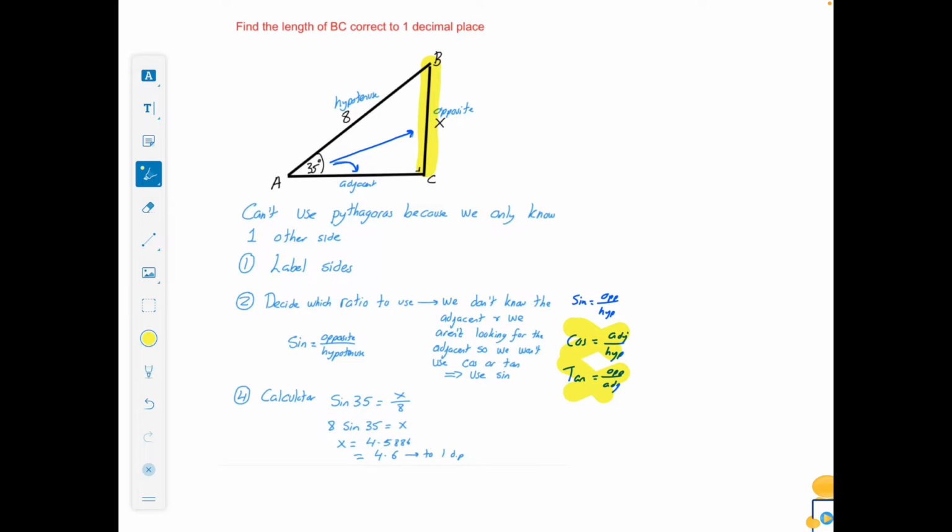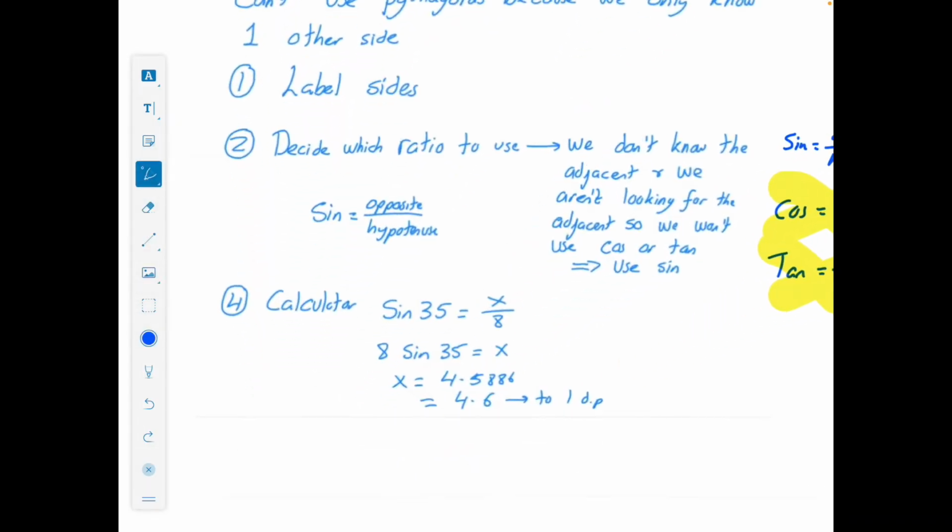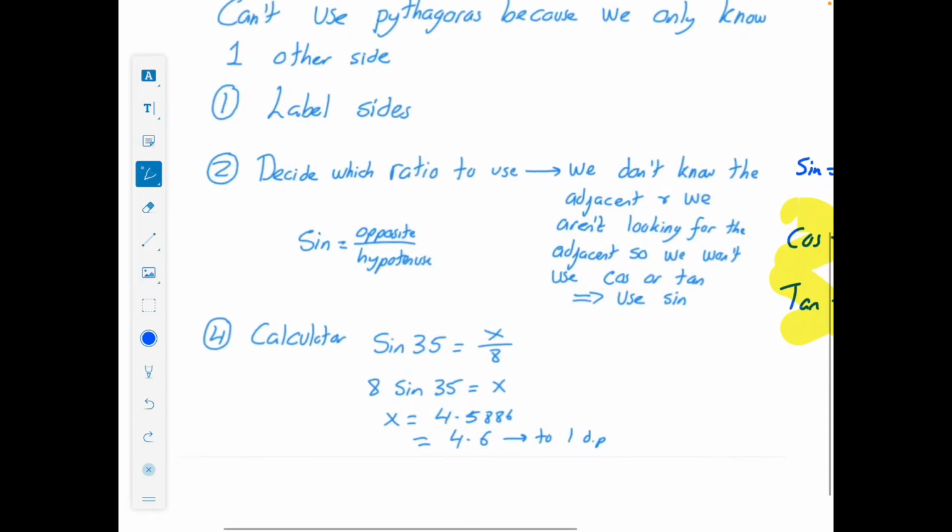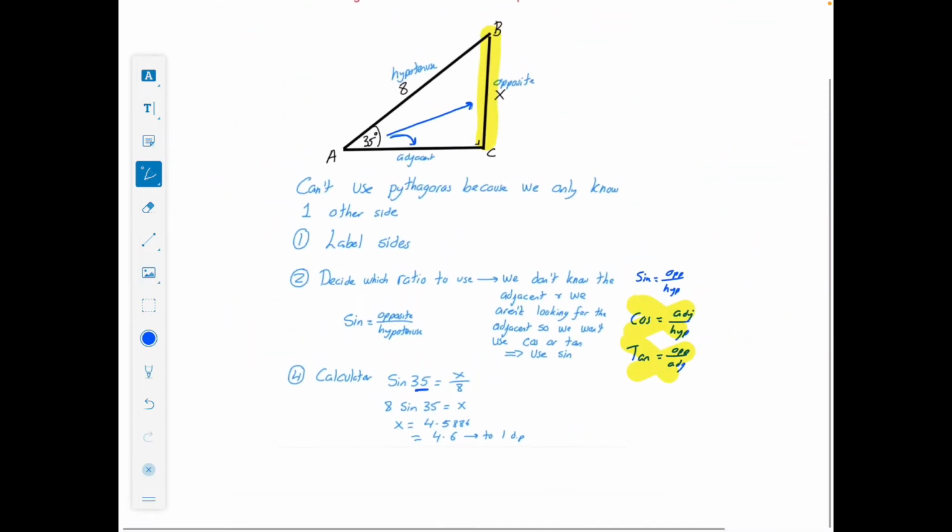Basically that leaves us then with sine. Sine includes everything we need, so it is the opposite, which is the bit we're looking for, and also includes the hypotenuse, which is the bit we know. So once I've decided on sine, I'm going to fill it in. Sine is equal to opposite over hypotenuse. So sine, and we use our angle. Where did I get the 35 from? It's the angle in question here. So we always need an angle after our sine, cos or tan. So we've sine 35 is equal to opposite, which is x, all over 8.